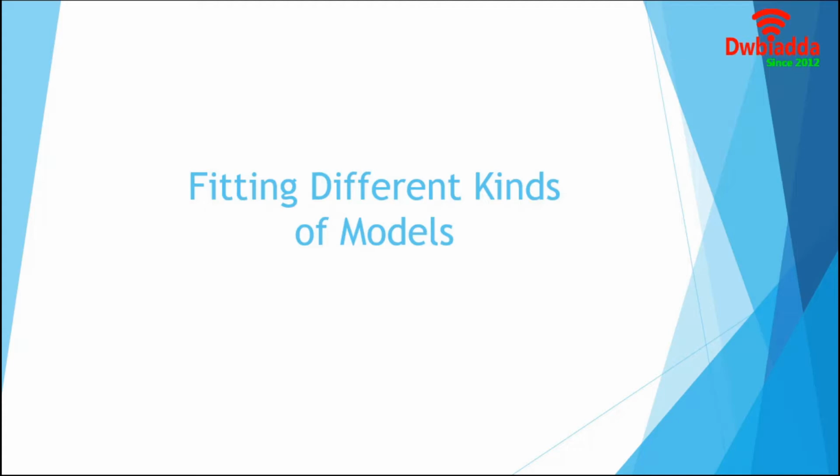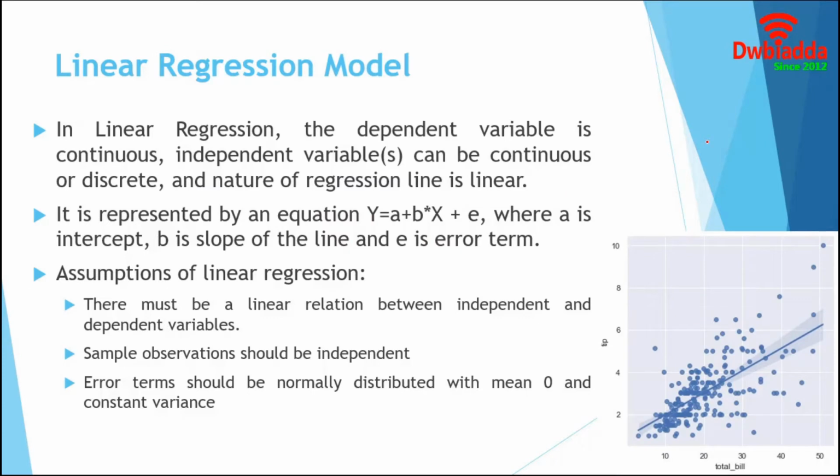Let's start the session with the linear regression model so that we can differentiate other models from it. In linear regression, the dependent variable is continuous, but the independent variables can be continuous or discrete. But the nature of the regression line will be linear. Linear regression establishes a relationship between dependent and one or more independent variables using a best fit straight line. We represent linear regression using this equation: y equals a plus b into x plus e, where a is the intercept, b is the slope, and e is the error term.